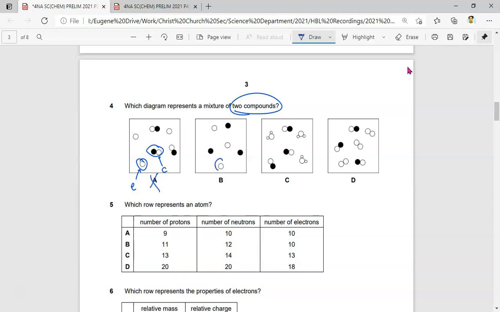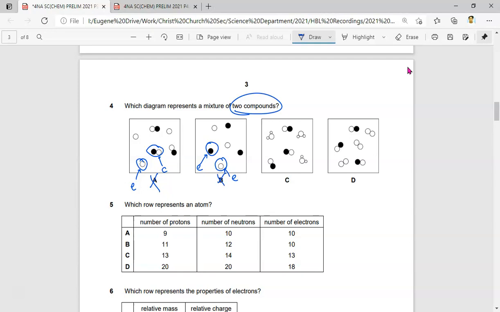B, I have this, an element. This is also an element because it is on its own. It's not combined to any other things. Okay. So this is actually a mixture of two elements. So B is also out.